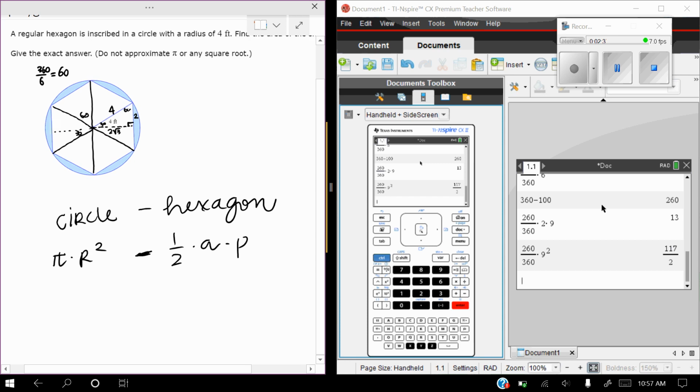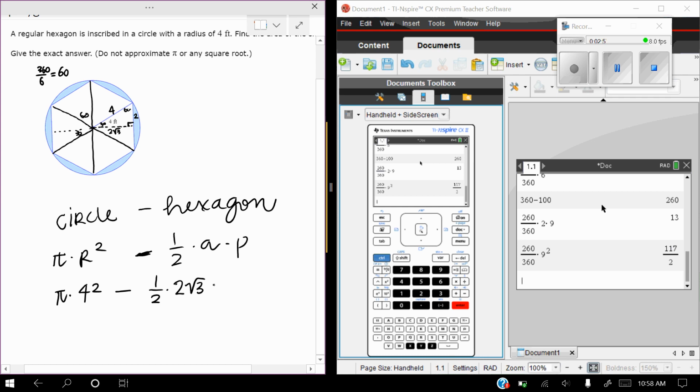So let's put this back in here. So pi times the radius. The radius was given to us, that's 4 squared, and that's the area of the circle. And we want to subtract the area of the hexagon. So the area of the hexagon is 1/2 times the apothem, which here is 2 square roots of 3.